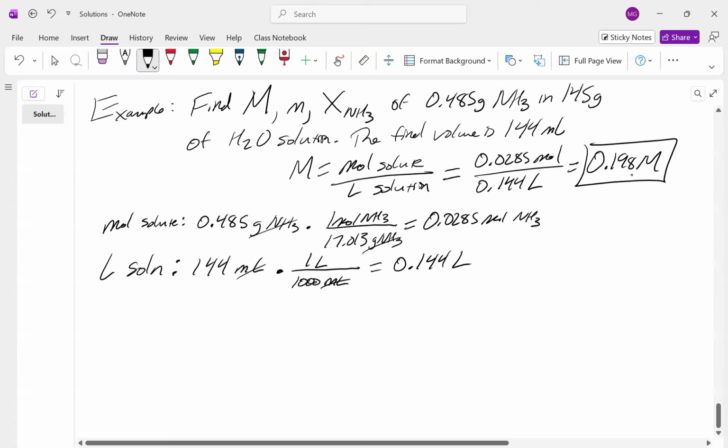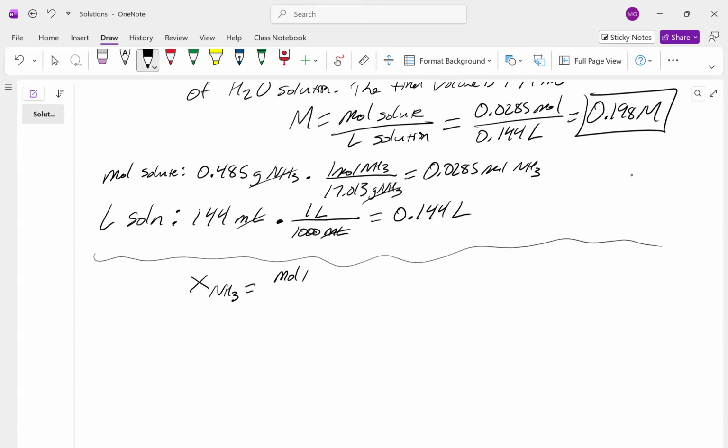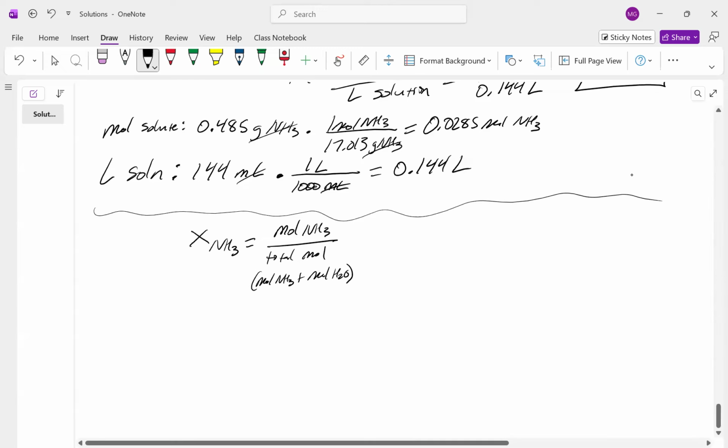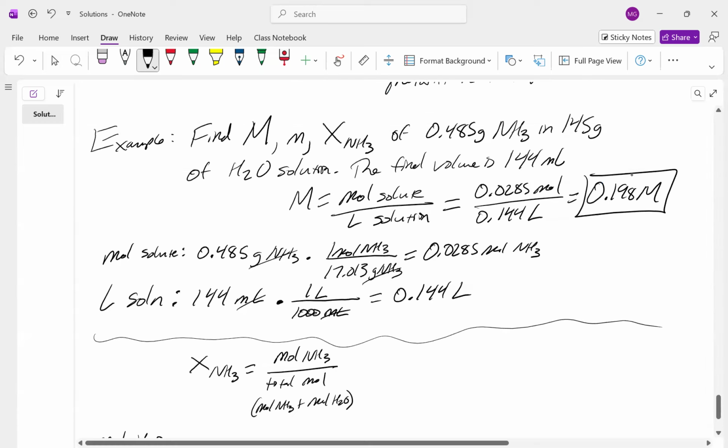Okay, so let's do mole fraction now. So the mole fraction is the moles of ammonia over the total moles. Now, remember, we got two things here. We have ammonia and we have water. So moles of ammonia plus moles of water. Well, we already know moles of ammonia. Let's do a quick calculation to find out how many moles of water we have. The problem says we have 145 grams of the water.